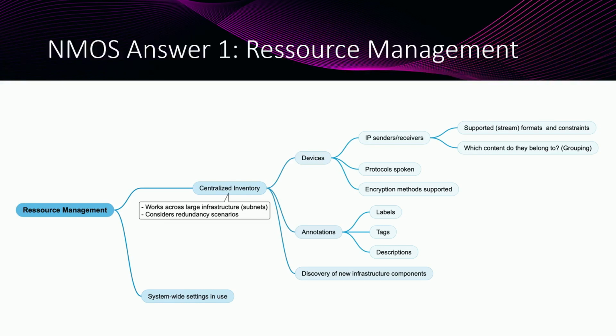And that centralized inventory contains, first of all, devices. And devices with their senders, IP senders and receivers. So you can find them in this inventory system. And actually, you can also read out by spec what a certain sender or receiver is able to do, which format it supports, and what you can connect to it, or what kind of format it is able to generate. And it also is possible to look at which streams belong to each other. They call it natural grouping.